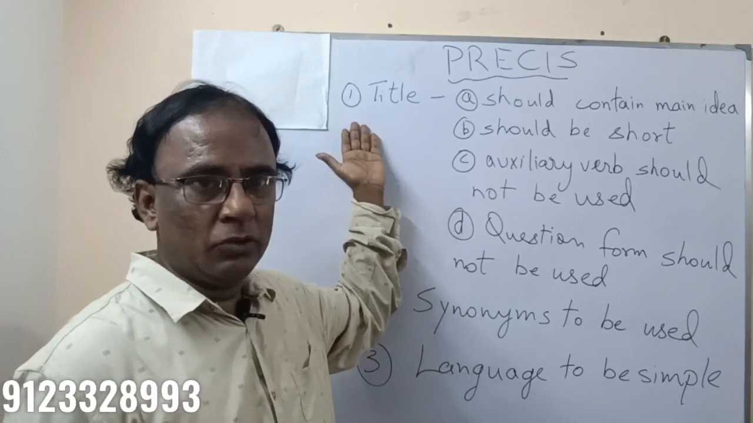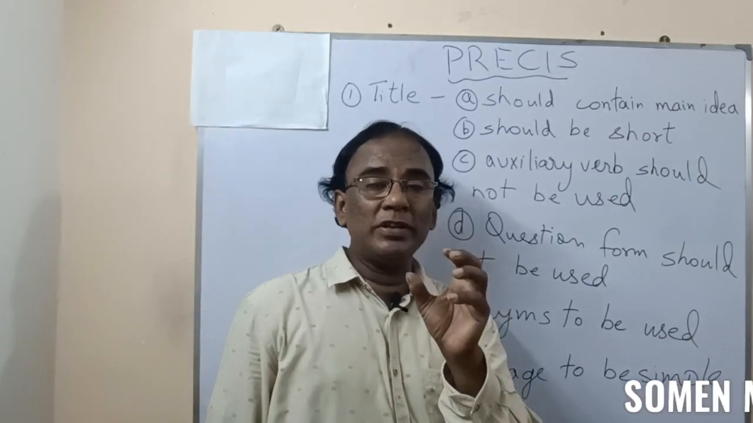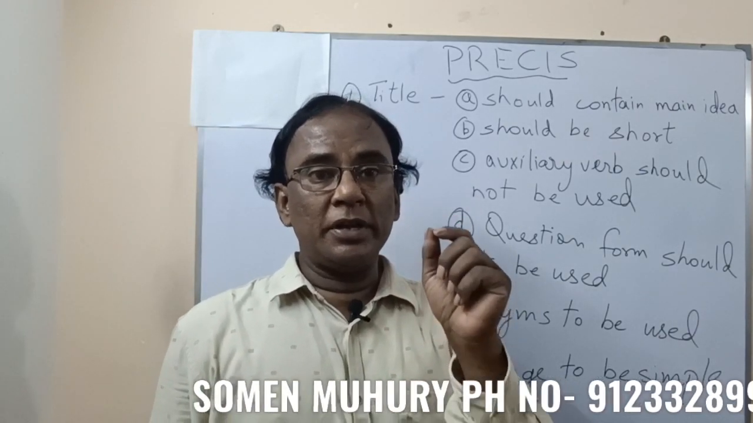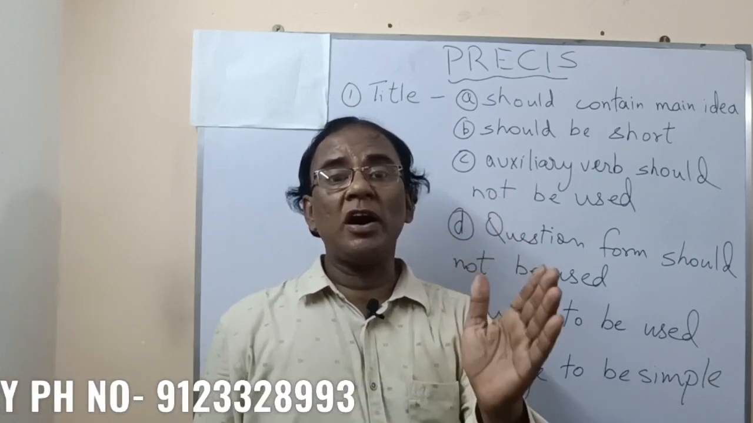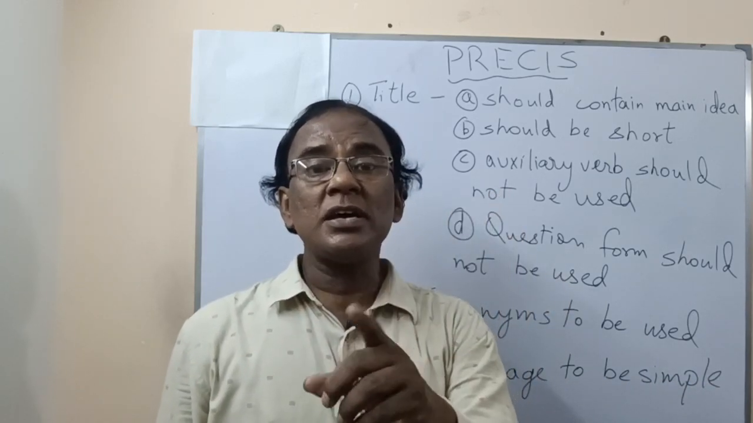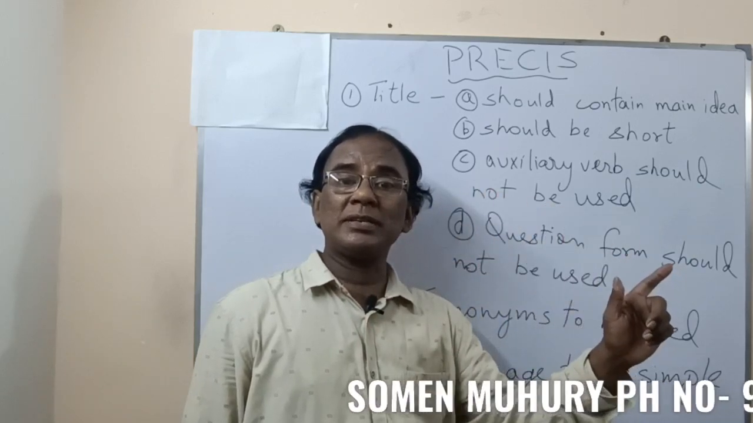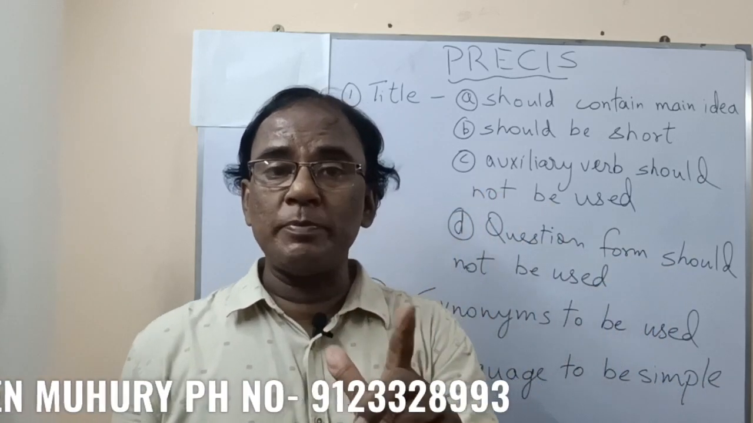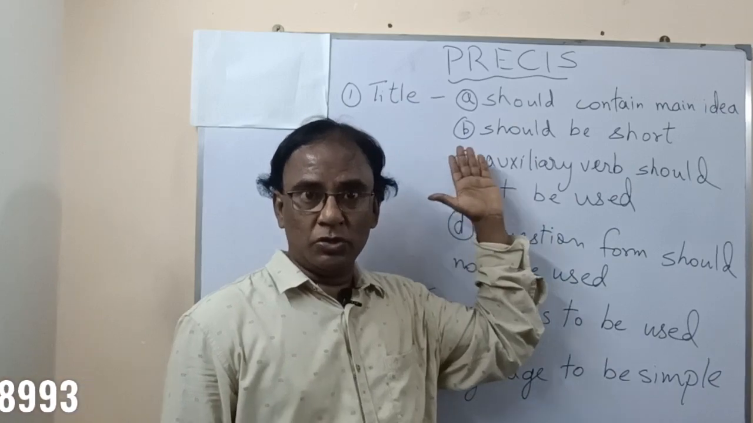First, title. Why first title? Because you will see in many question papers, the numbering is given in this way, 25 plus 5. That means 5 marks are especially for the title. Another thing which I will state before I actually go to the rules.